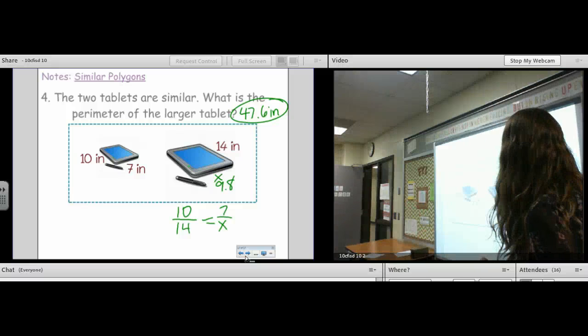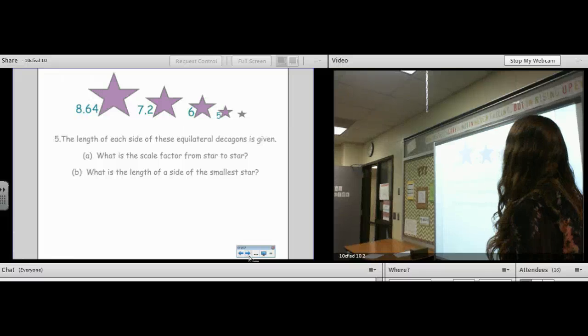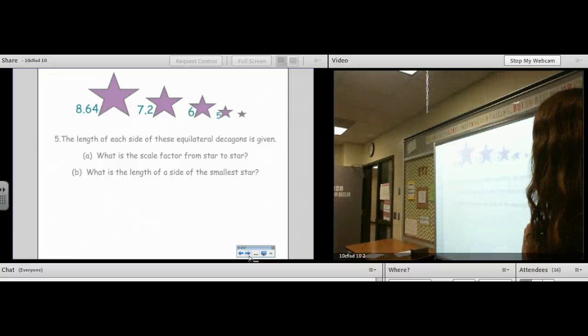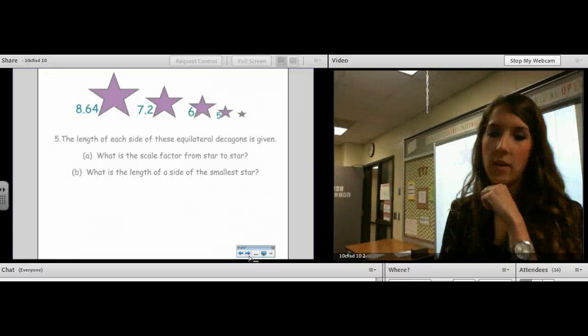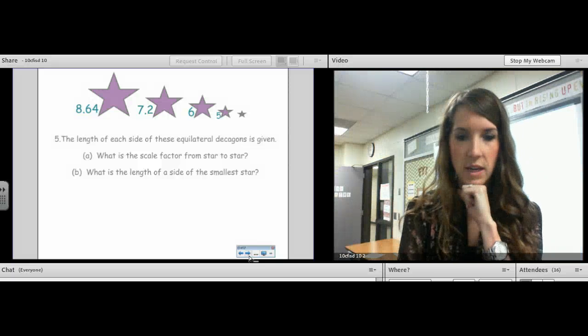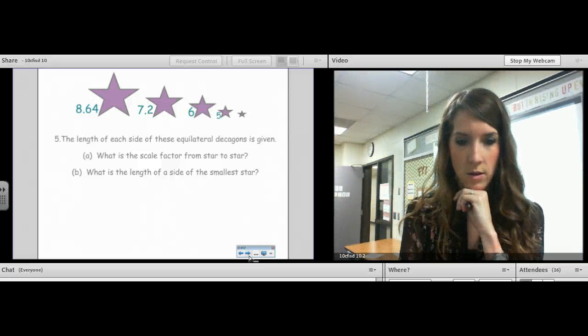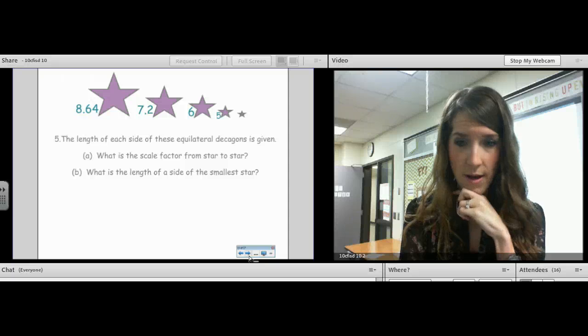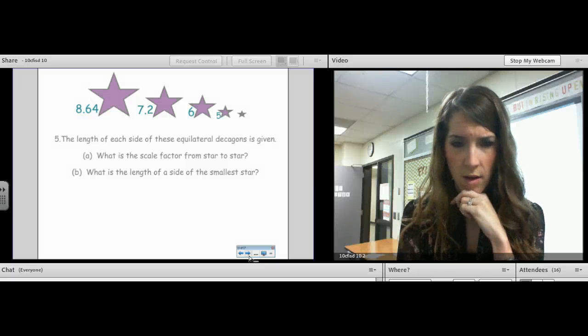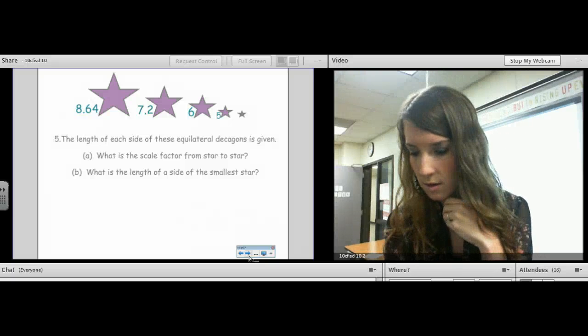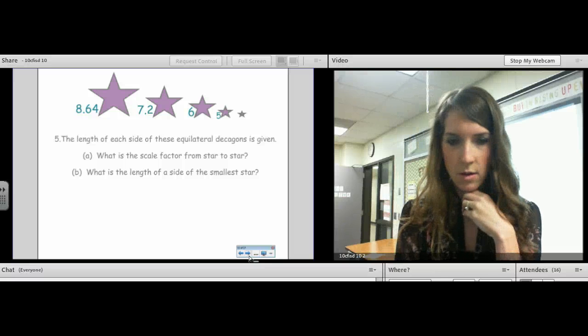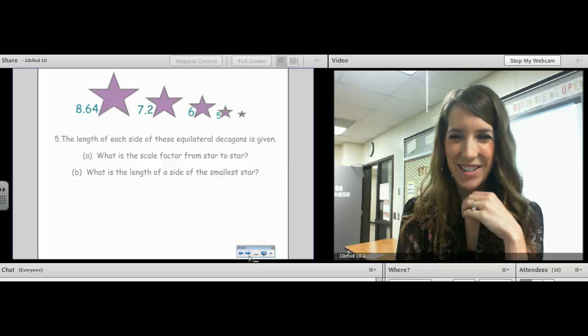Next problem. The length of each side of these equilateral decagons is given. What is the scale factor from star to star? This is going to be our last one. Calculator? Are you asking a question, Yeji? Okay. You already found it, George?